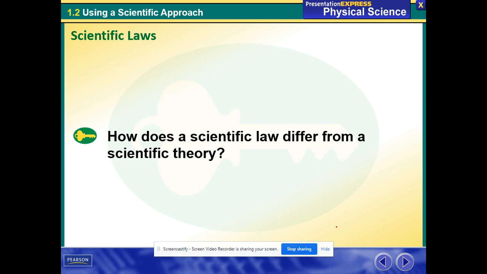Now, remember when we said a few slides ago, we talked about if something is tested over and over again, and we see that it is true, it supports our hypothesis, things can become scientific theories. We also like to use the term scientific laws. So our next key question that we're going to answer is, how does a scientific law differ from a scientific theory?